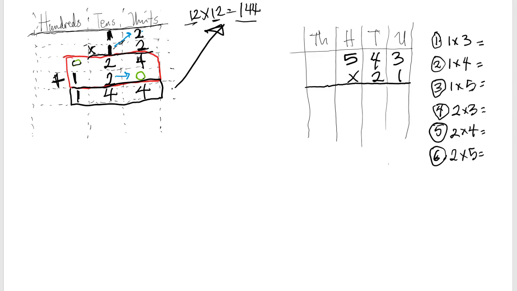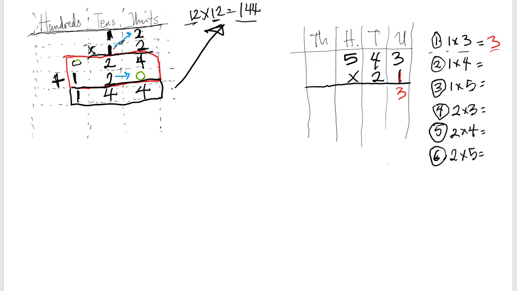So the first step to take is to arrange your numbers according to hundreds, tens and units, so that you'll be able to understand what you are doing properly. The first step is to do 1 times 3. 1 times 3 is 3. So you start with the bottom left number. You write the answer under units. Remember, it's just one single number.